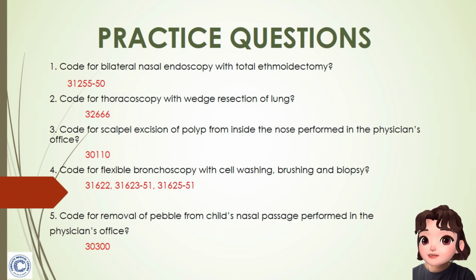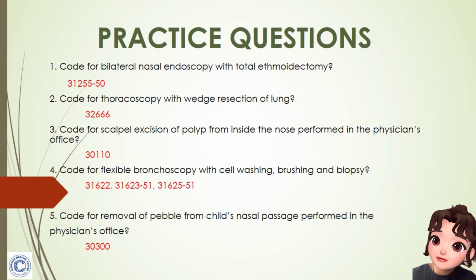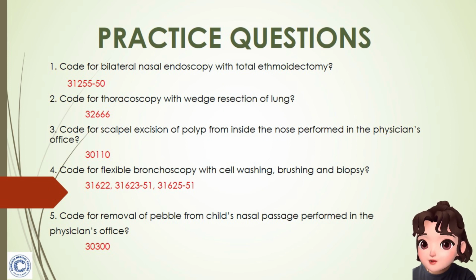Okay. So we will not use the modifier for the primary procedure as per the guidelines. So this will be the code: bronchoscopy with cell washing, 31622. Brushing 31623 and biopsy 31625, along with modifier 51 since it's a multiple procedure.